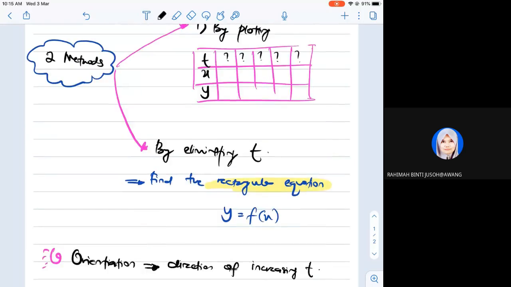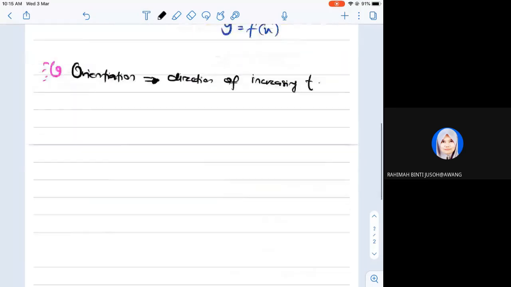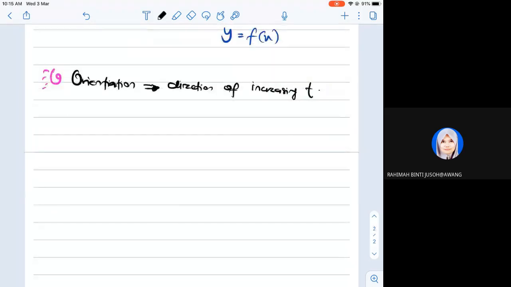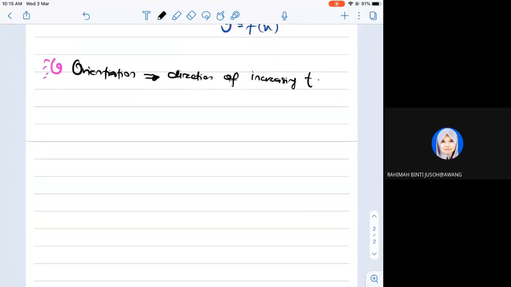You can substitute two values of t, any values of t. Then you look at its pattern, either increasing or decreasing. That's okay. We will see through examples later. Alright, so before we go to exercise 1.1.